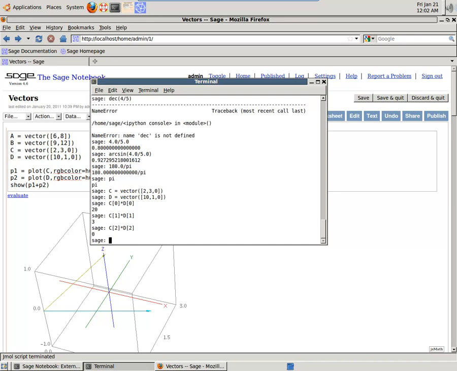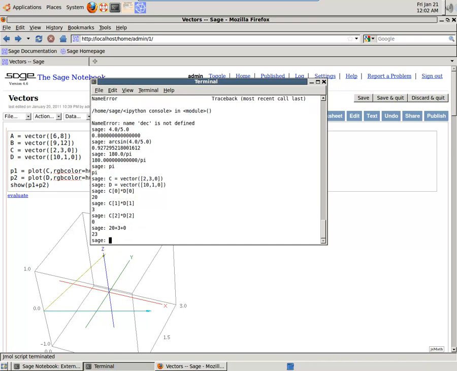Okay, cool. So we got 20 plus 3 plus 0 gives us what? 23, right? I'll prove it, but I mean, seriously. 23, which is the exact same thing we're getting over here in our Sage notebook.